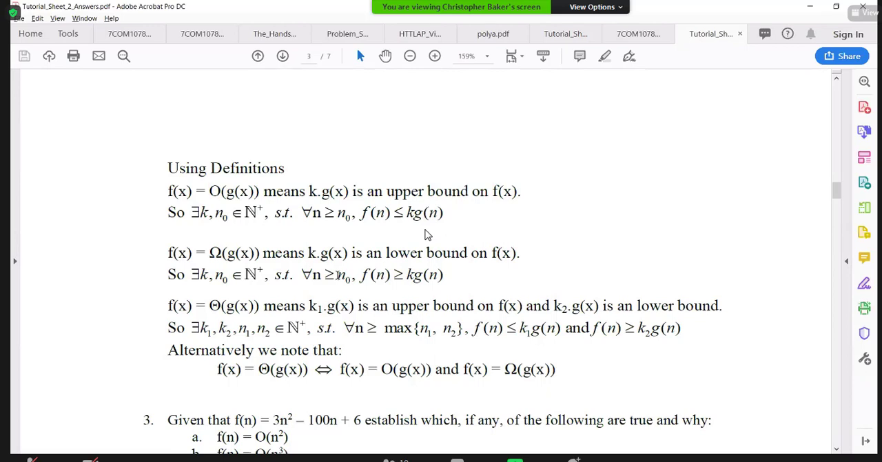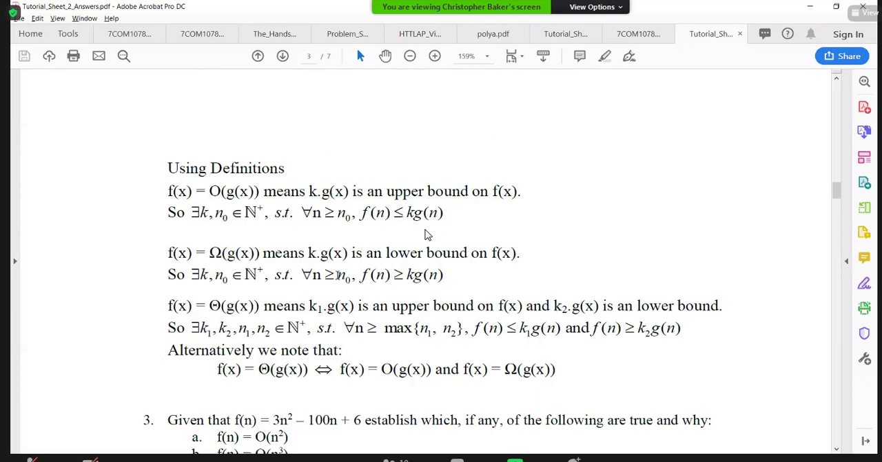As I said before, if f is big O, you're looking for a function times k that is an upper bound on f of x. So for all n greater than an initial value, f of n is less than or equal to k times g of n. Big omega is a lower bound, so you're looking for a number which makes it smaller, so less than your original function.